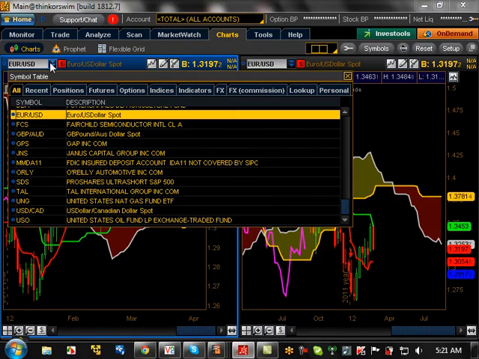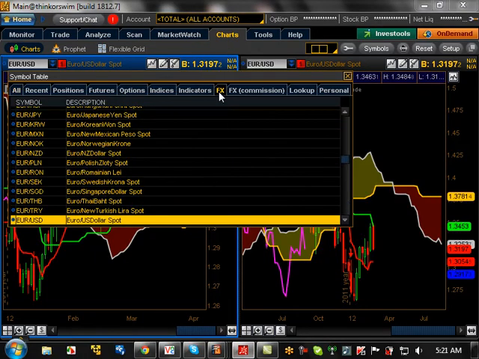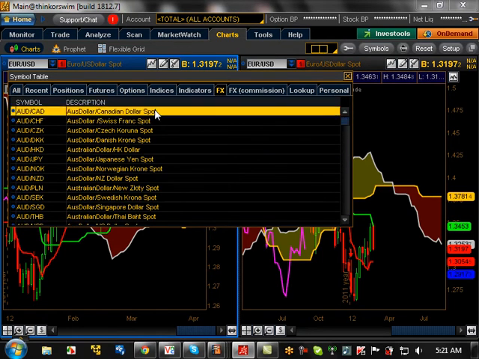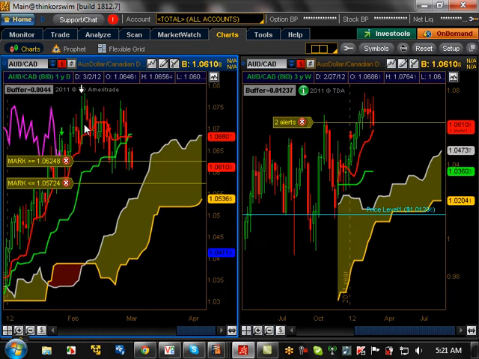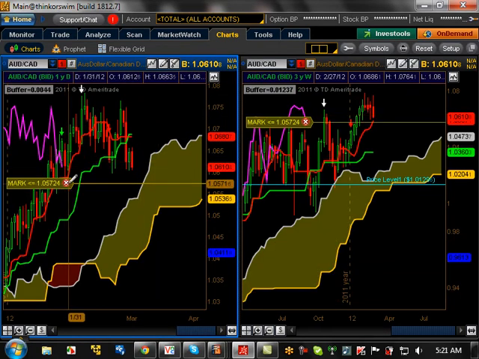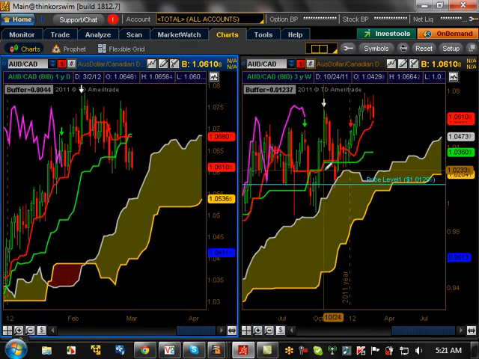Let's start going through all the currency pairs. Let's start from the very beginning and start with Australian CAD. Remember, on the left hand side is your daily time frame, on the right hand side is the weekly time frame, so you could see exactly what's going on.